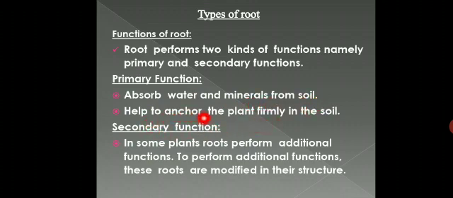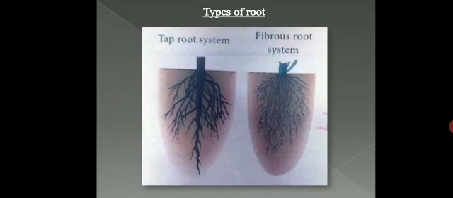Next, it helps to anchor the plant firmly in the soil. Anchorage: the root has the capacity to hold the plant on the substrate. The next function is the secondary function. In secondary functions, some plant roots perform additional functions. The main secondary function is storage. To perform these additional functions, these roots are modified.